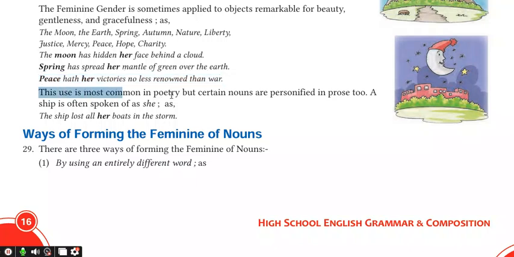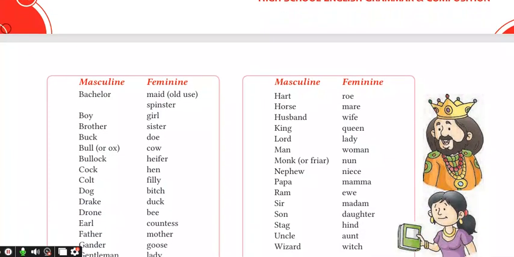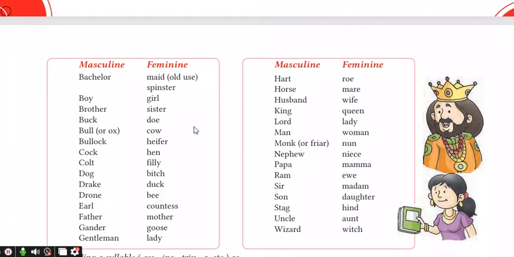This is most common in poetry, but certain nouns are personified in prose too. A ship is often spoken of as she. The ship lost all her boats in the storm. Now there are some ways in which we can form the feminines of nouns. How? First, by using an entirely different word. Some examples are given below. For this purpose, you need to learn this by heart, through rote learning. There is no concept behind that.